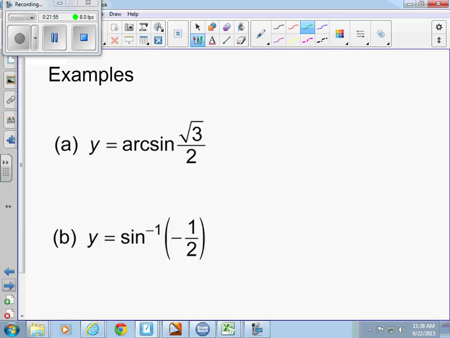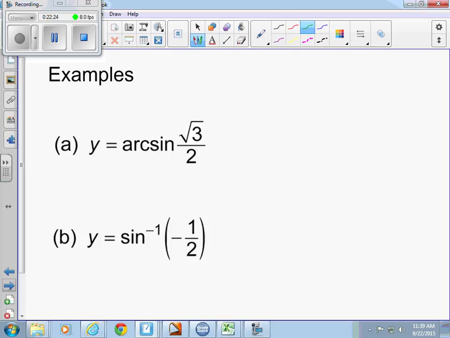Arc sine and sine inverse mean the exact same thing. So if you ever see those words, those mean the exact same thing. They are both restricted functions. So if I want the sine inverse of radical 3 over 2, it actually becomes an easier question than the bell ringer, doesn't it? Why is it a little easier?